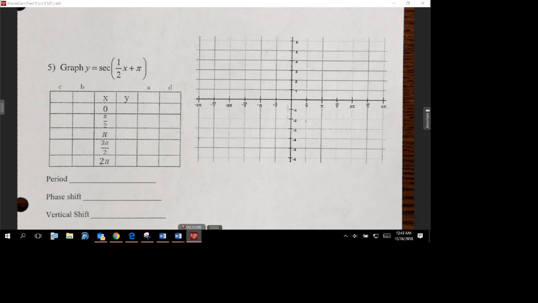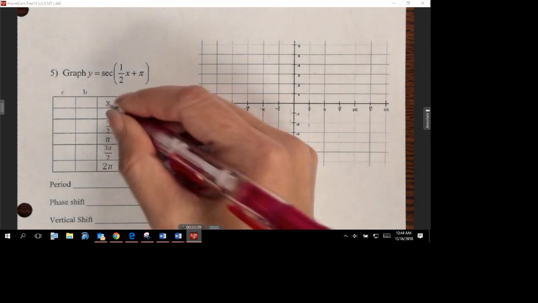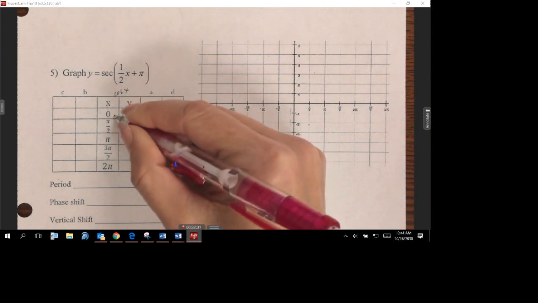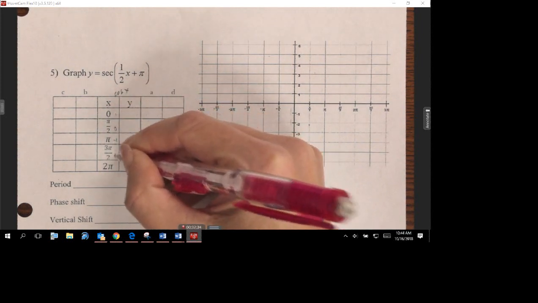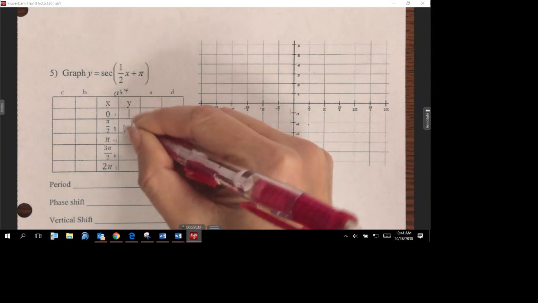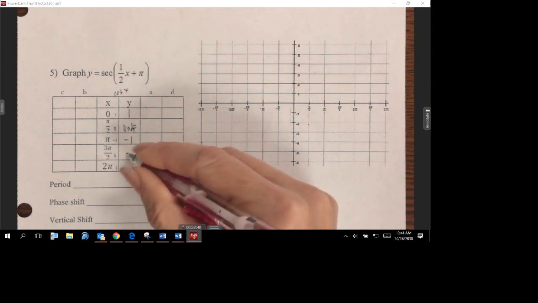If you're still filling out the previous one, you can get that from me. I need you to try the last one before you leave today. So skip to the last one. All right, so you went and you said this is secant. Well, that's cosine. So I'm going to put my cosine values, and I'm going to flip them to get my secant values.